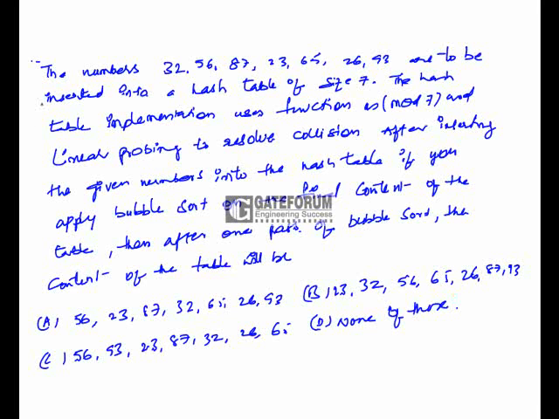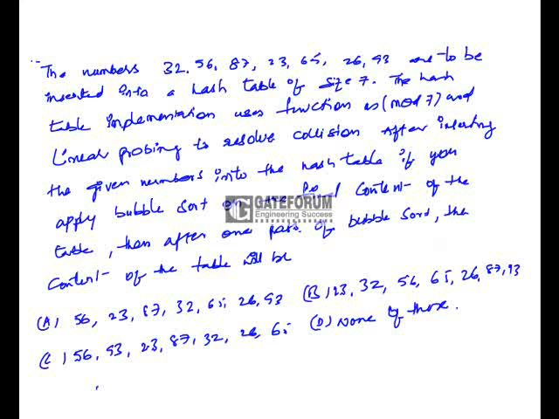The numbers 32, 56, 87, 23, 65, 26, 93 are to be inserted into a hash table of size 7. The hash table implementation uses the hash function mod 7 and linear probing to resolve collisions. After inserting the given numbers into the hash table, if you apply bubble sort on the final content of the table, then after one pass of the bubble sort, the content of the table will be.